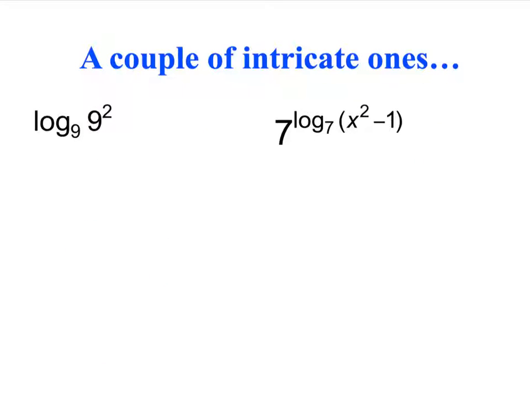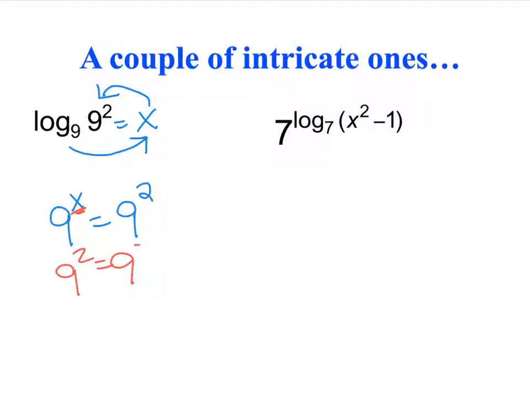This has a couple of intricate ones. Let's try assigning the variable. So we're going to say x over here. I'm still going to do my arrows. So I have 9 to the x equals 9 to the second power. Well, my x here has to be 2 to make these two equal. 9 to the second power equals 9 to the second power. So the answer for this is 2.